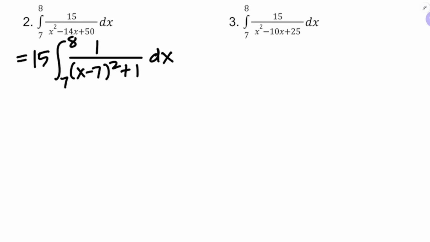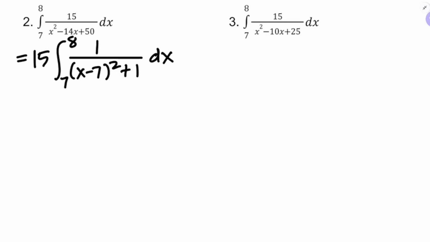Okay, I'm realizing this is one bigger than a perfect square: 1 over x minus 7 squared plus 1. That's a pattern that we need to start growing to recognize. I've got a little bit of practice here, and if you're not recognizing the patterns, let me know, and I can write down a bunch of other ones for you.